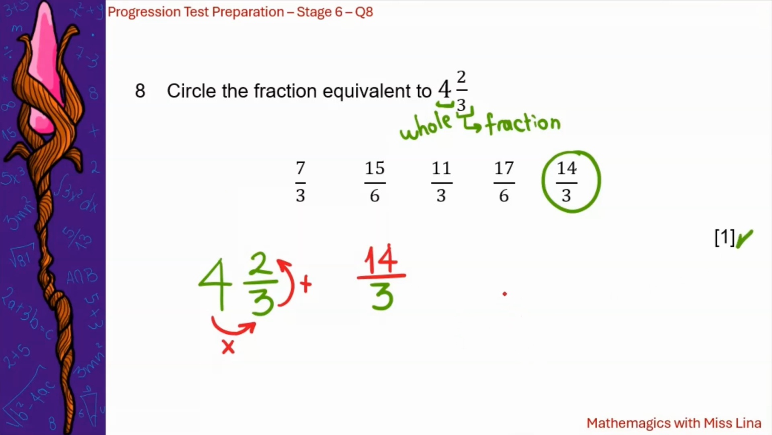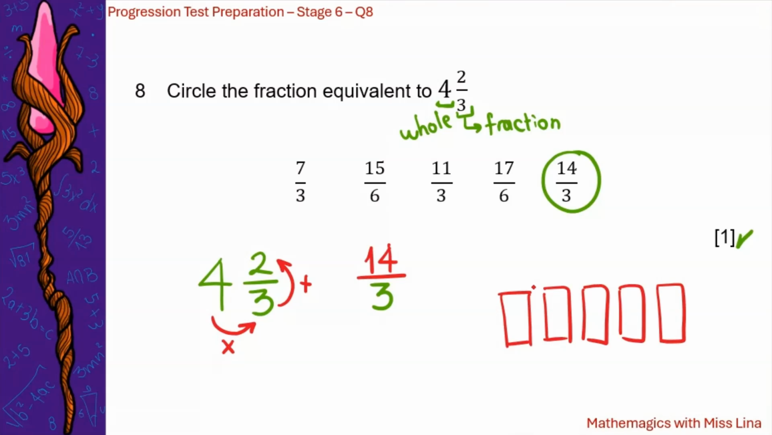Also, for you to review, remember these look like this. You have 4 whole units, 1, 2, 3, 4, and a portion of the fifth one. They are all divided in 3 parts. And you are taking 14 of them. So you take 3, 6, 9, 12, and 2 more, 14. That's why this is 4 wholes and 2 thirds, or 14 thirds.